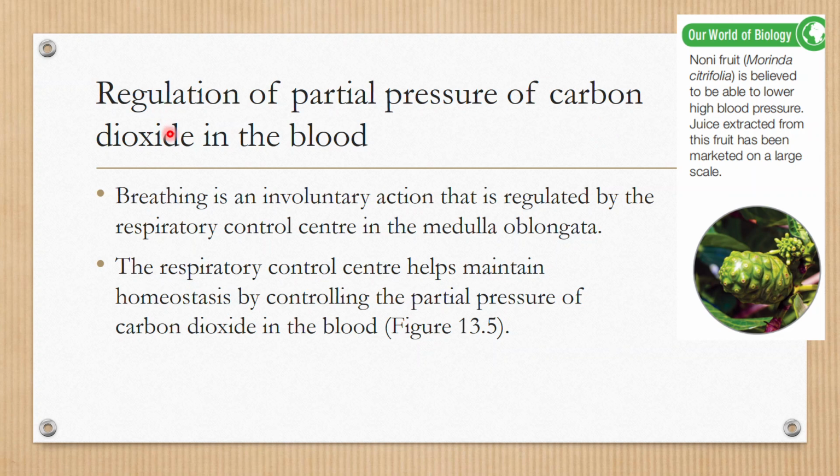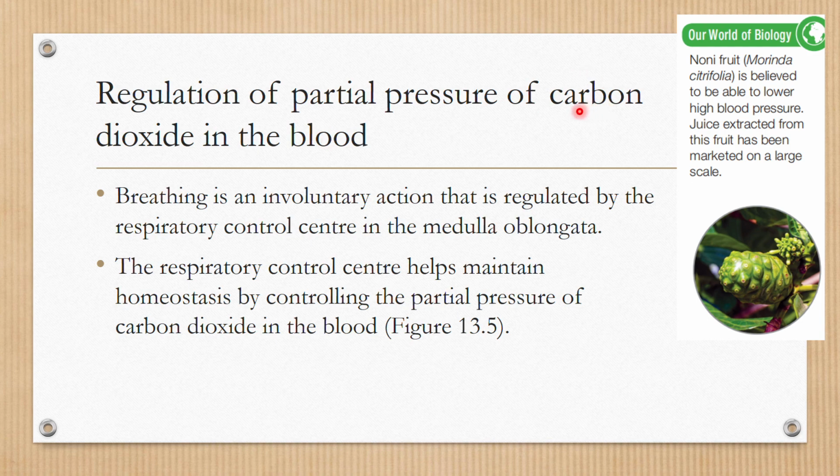Okay, next, let's look at the regulation of partial pressure of carbon dioxide in the blood. This is very important. Imagine what happens if carbon dioxide increases in the blood.